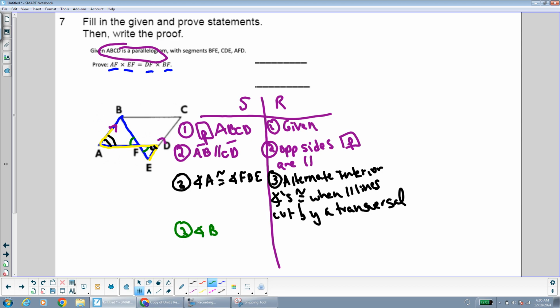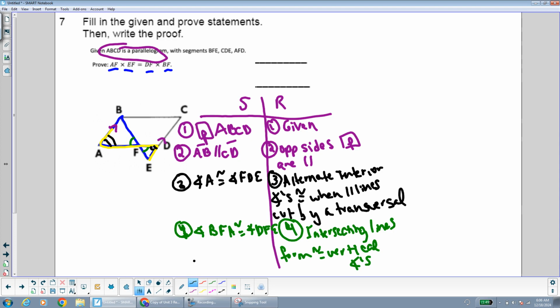Then I can say angle BFA is congruent to angle DFE. 1, 2, 3. This is 4. Sorry about that. And that's because intersecting lines form congruent vertical angles. So that's everything we need to say triangle ABF is similar to triangle DEF. Don't write congruent, write similar. And that's due to AA. I'm going to continue over here.